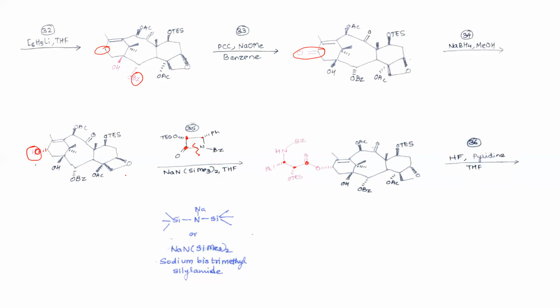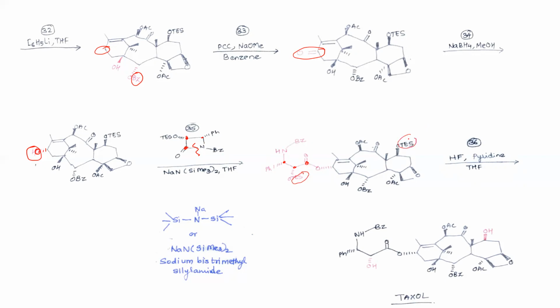And the last step, that is HF pyridine, we will do the deprotection. With the help of deprotection, you can see this is the TS, this TS we have removed, and we have got the last hydroxyl group over there, and that is our molecule Taxol. Okay, there are 36 steps in the molecule.